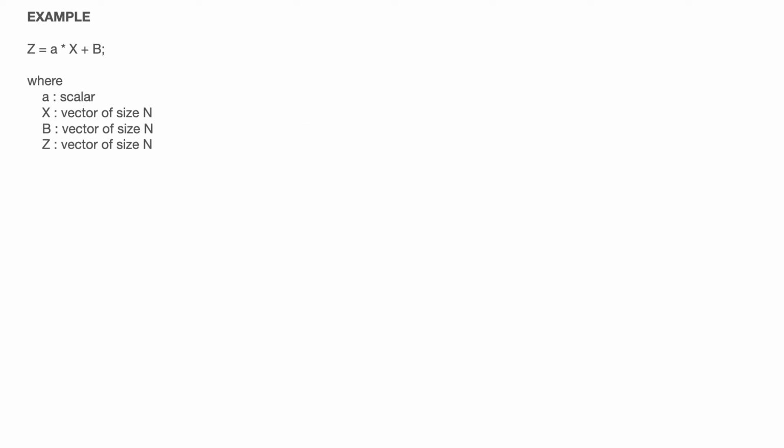Let's start with a very simple example. We want to compute a star x plus b, where a is a scalar, x is a vector of size n, b is a vector of size n, and as a result, z is also a vector of size n.